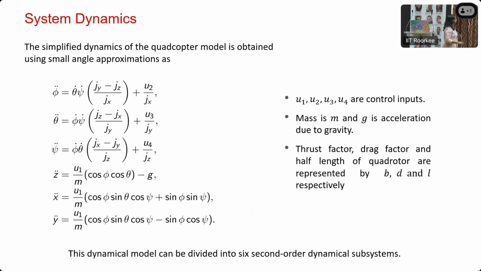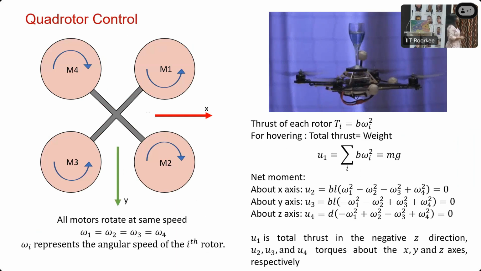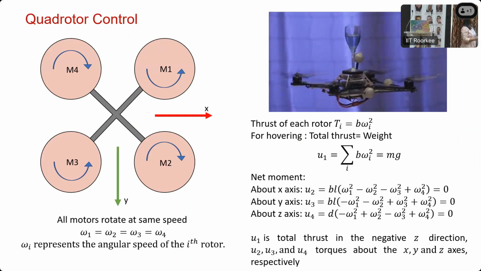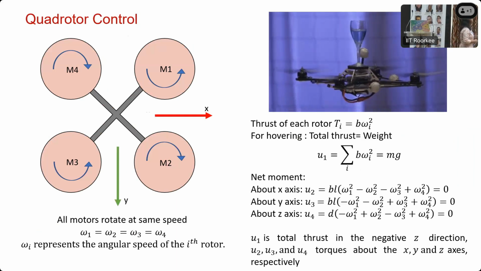Of course, these parameters are there, m is the mass, g is the acceleration due to gravity. Just note that we have these 6 differential equations which connect 6 degrees of freedom to these 4 controllers. And those 4 controllers are basically our 4 actuators which are controlling the rotors. Okay? So let me first briefly discuss how the control will happen, then we will go to the sliding mode control design.